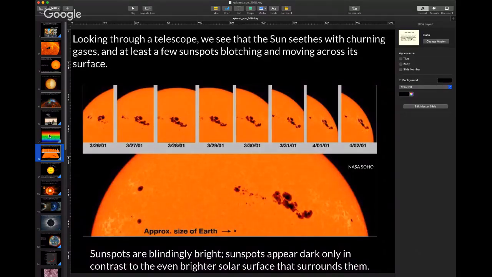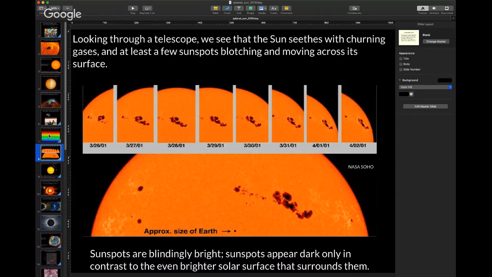And as we look through our telescope, we can see that the sun is a seething, churning, burning ball of gas. But there are at least a few sunspots blotching its otherwise fairly uniform appearance as they move across the surface. So the image there shows some sunspots over the course of about 5 days or so as they move through the northern latitudes of the sun. The bottom image shows the approximate size of the Earth. So these sunspots are huge.